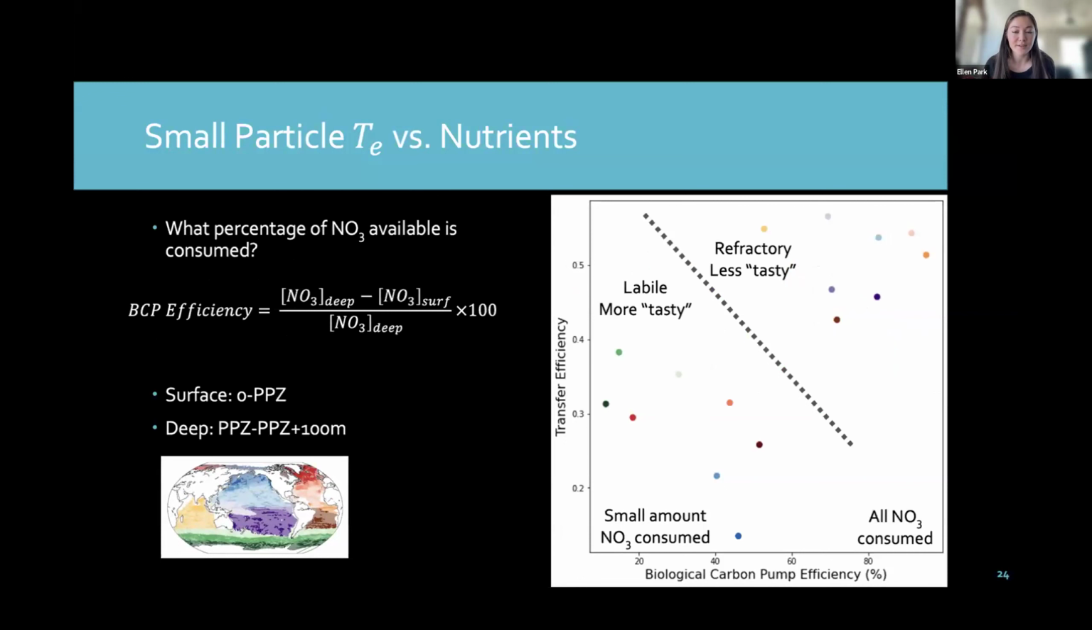So there's lots of recycling, versus the left, only a small fraction is consumed. We can see this kind of separation a little bit more clearly here, where maybe in these regions with low efficiency, we're producing more labile or tasty particles that are more easily respired, compared to a higher efficiency regime where we're making more refractory or less tasty particles. And that's why they're able to escape through the water column.